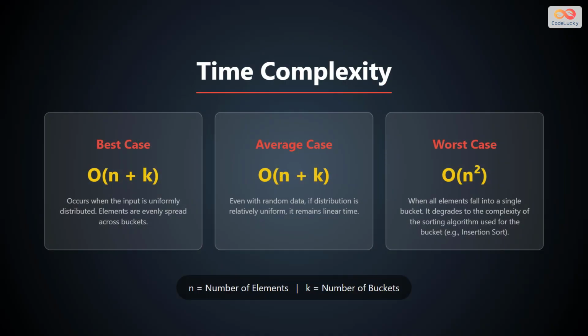Let us talk about performance. In the best and average cases, where data is uniformly distributed, bucket sort runs in linear time, or O(n + k). However, in the worst case, where all elements fall into a single bucket, it degrades to O(n²), assuming we use a quadratic sort for the buckets.